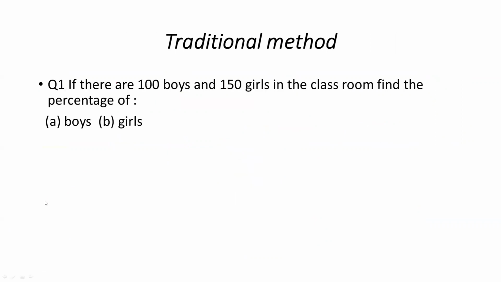Similarly, in question number 2, what do you have to find? In this question, you are given that there are 100 boys and 150 girls in a classroom. Find the percentage of boys and then of girls. First, you have to find the total number of boys and girls, or the total number of students in the classroom.